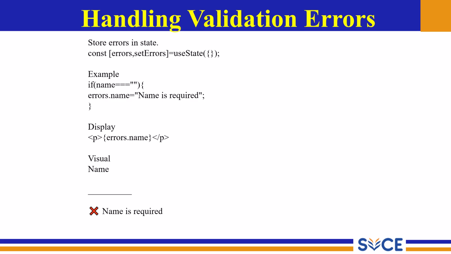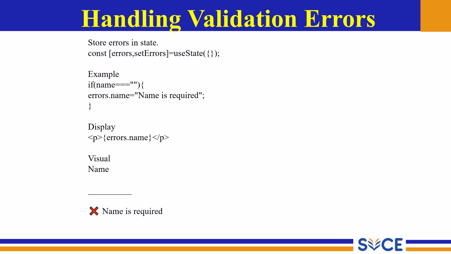Suppose the user leaves the name field empty, this stores the error message inside the object. If the name is empty, React automatically displays "Name is required" directly below the input field. Once the user enters a valid name, the error disappears automatically.